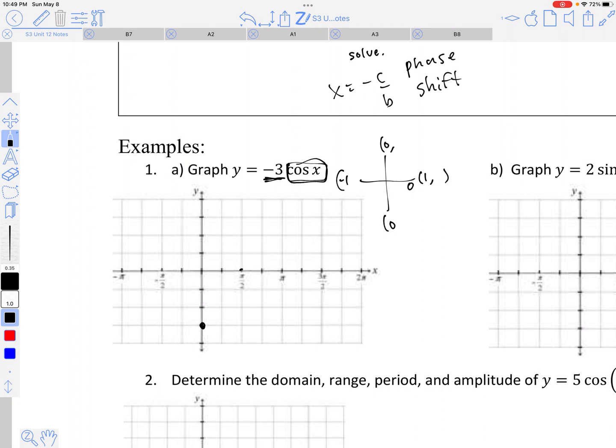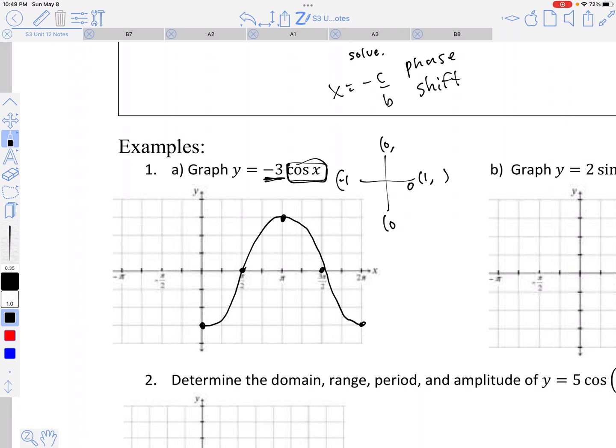At pi halves, we're at 0. And then at pi, we're at -1, but -1 times -3 will take us up to 3. And then cosine of 3 pi halves gives us 0, but 0 times -3 is 0. And then cosine of 2 pi is 1, but 1 times -3 is -3.